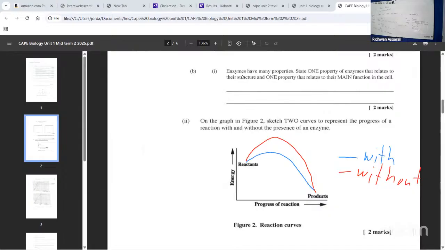Okay, the main thing here, remember it always requires less energy with enzymes. But the products are always the same. So you have to end at the same spot.